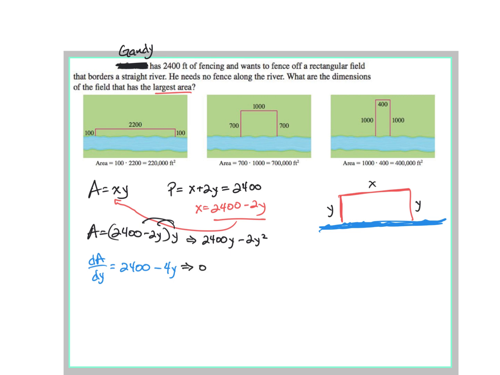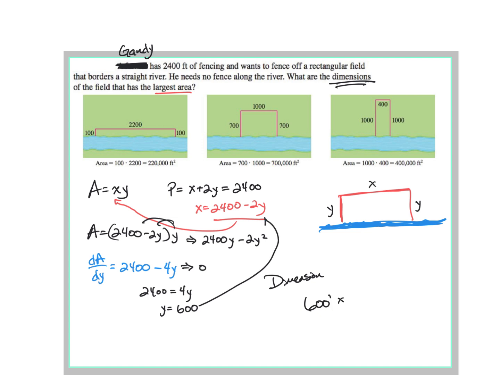And so now I'd have 2,400 is equal to 4y. So what does y equal? 600. However, what's being asked for? The dimensions. So one of my sides is 600. And so now in my dimensions, I have 600 feet by, now how do I get my other one?